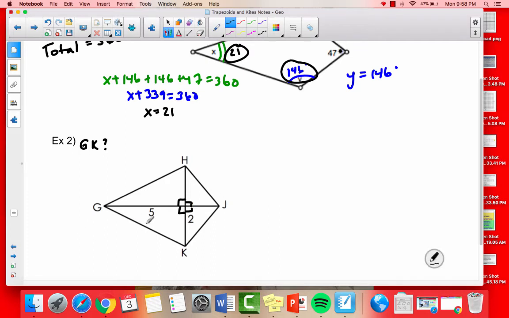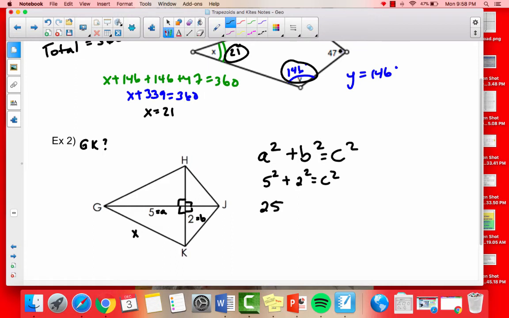Anytime you're looking for the hypotenuse in a right triangle, that's the longest side, then you can use the Pythagorean theorem. So a squared plus b squared equals c squared. And all we have to do is plug in. This is the a and this is the b value. So I'm going to have 5 squared plus 2 squared equals c squared. 5 squared is 25. 2 squared is 4. Add those together, we get 29 equals c squared.